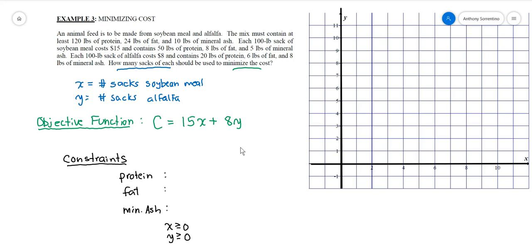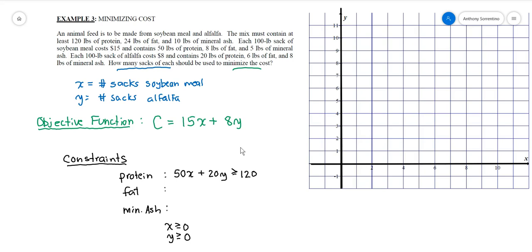Well, since the soybean meal gives me 50 pounds of protein per sack, and the alfalfa gives me 20 pounds per sack, if I add those together, I should get the 120 pounds I need. That has to be greater than or equal to, because I need at least 120 pounds. If I have more, that's cool. That's why it says at least.